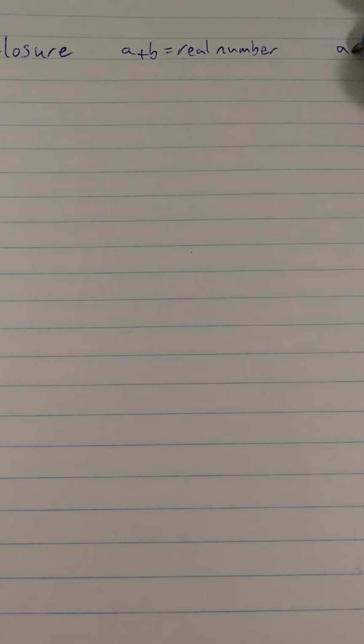So the first one is called closure, and that is that when you add two real numbers together, you also get a real number as a result. So a plus b will equal a real number. And same with multiplication, a times b will also equal a real number. That's what's meant by closure.